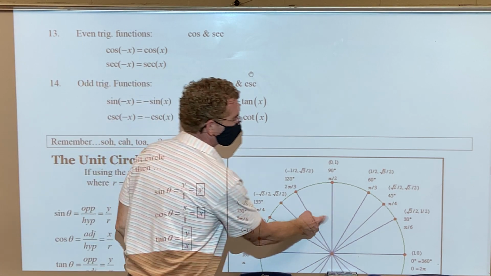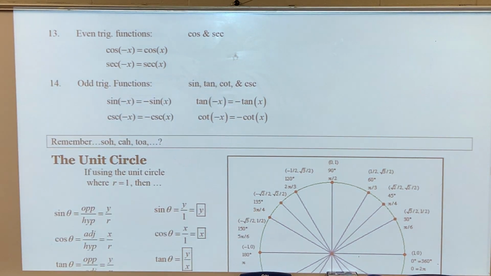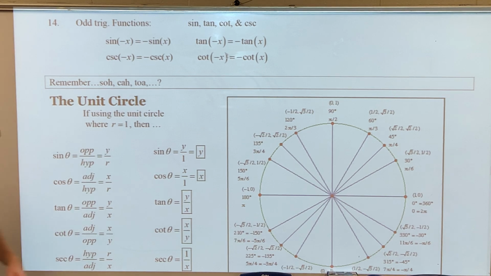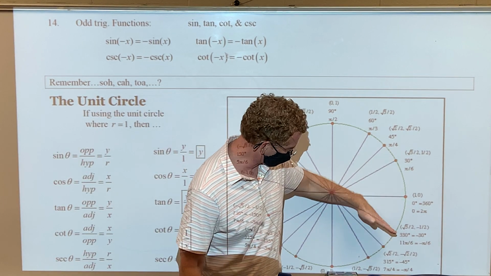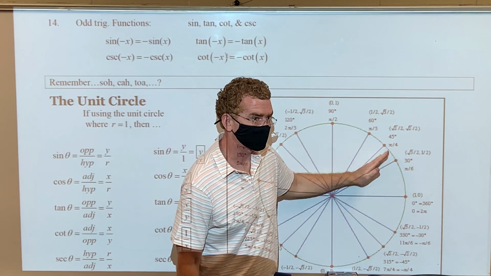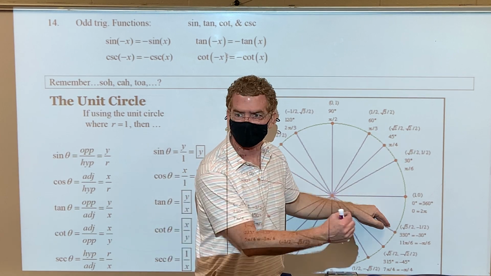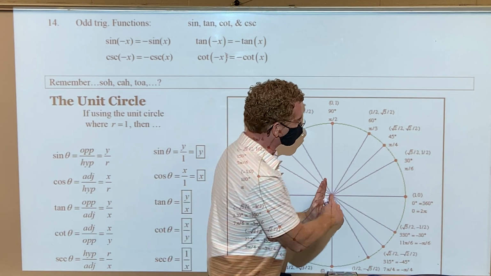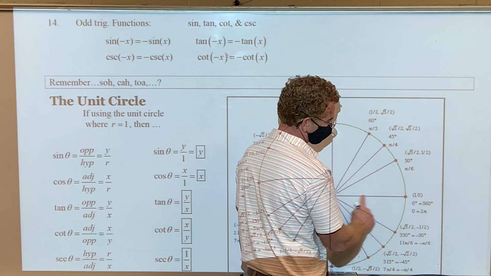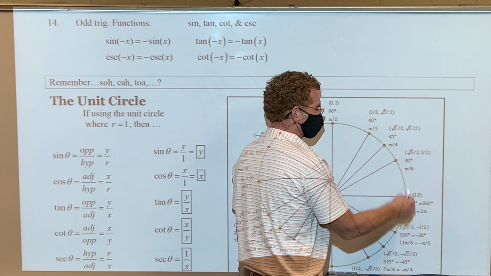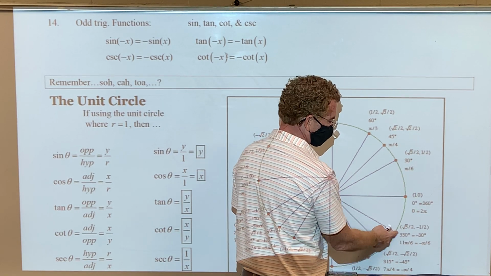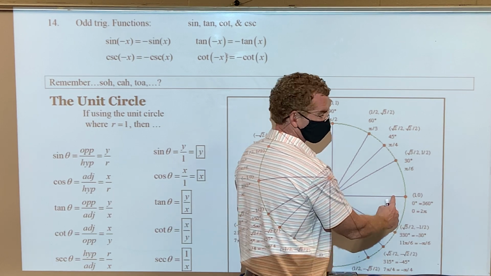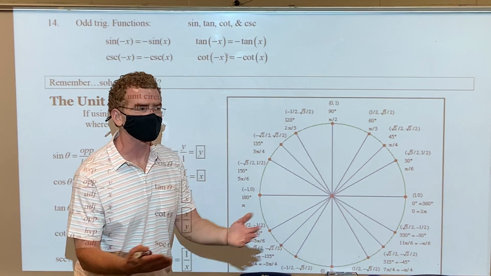And if you think about it, look at the unit circle. Like for instance, take 30 and negative 30. Here's 30, there's negative 30, right? The cosine is the x movement, right? Isn't it the same x movement to get to 30 as it is to get to negative 30? So cosine of 30 and cosine of negative 30 are both going to end up being square root of 3 over 2. Because that's an even identity.